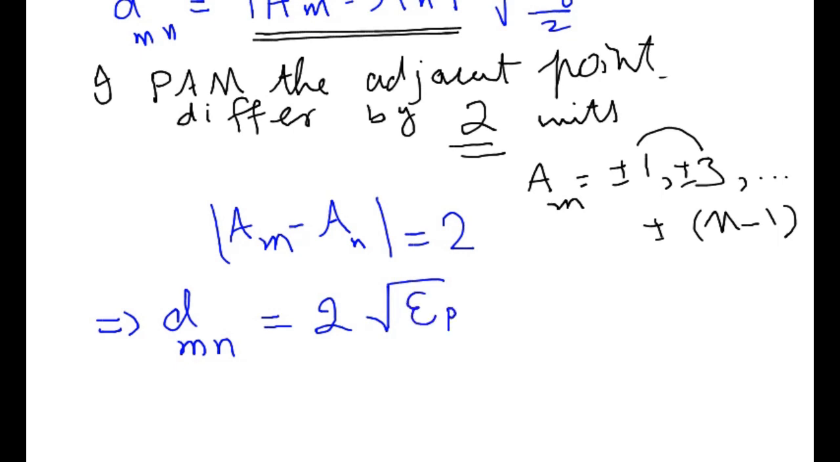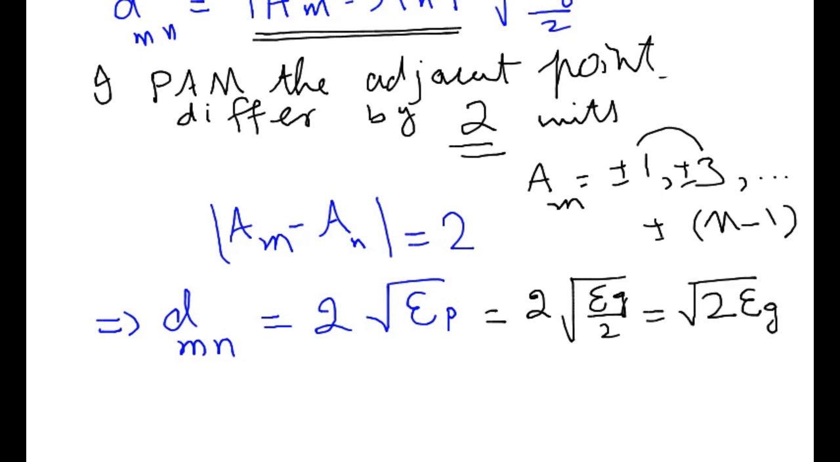So this implies that our Euclidean distance is 2 times the square root of the energy of the pulse, or you can also write it in terms of epsilon_g. So you can say it is equal to 2 times the square root of epsilon_g over 2, or you can say the square root of 2 times epsilon_g, right? So this is the same. Now we can substitute this epsilon_g, which we have already computed in the expression above.